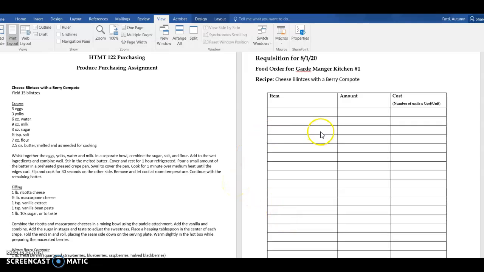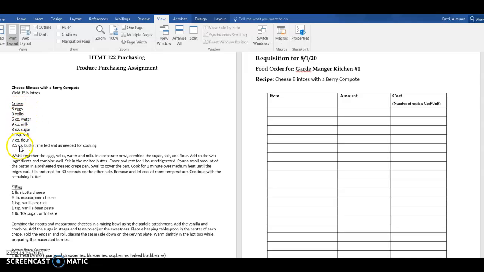Traditionally, food orders would come to you, so you may not even see that recipe. But for this class, we're going from a recipe to a food order all the way through the process. So let's begin. Our recipe, again, is a cheese blintz with a berry compote. It yields 15 blintzes. For this example, we're using the recipe as is.